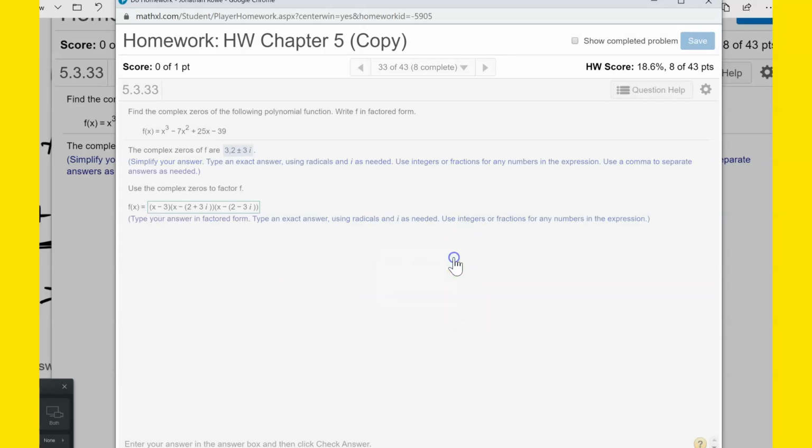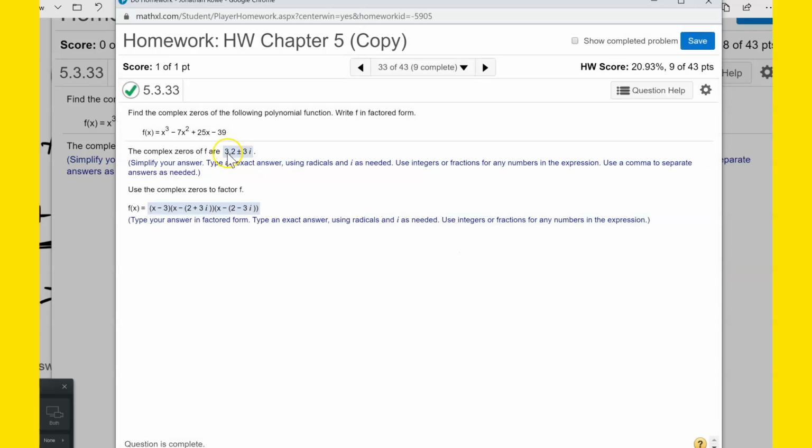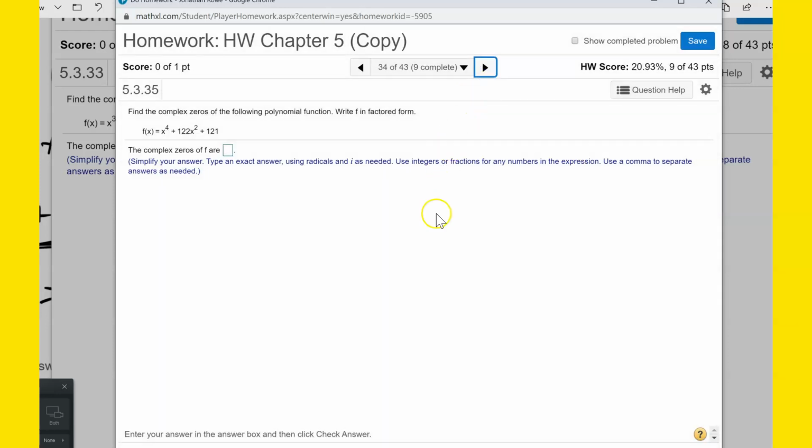All I'm doing is taking the 3 and doing x minus 3. I'm taking the 2 plus 3i and doing x minus 2 plus 3i. I'm taking the 2 minus 3i and saying x minus 2 minus 3i. And that's how you do it. That's how you turn a zero into a factor: you just say x minus whatever that zero is. We could clean this up some, and I would probably prefer to, but since we don't have to for MathXL's sake and it accepts the answer as it is, I'm just going to leave it like that. All right. Moving on to number 34.